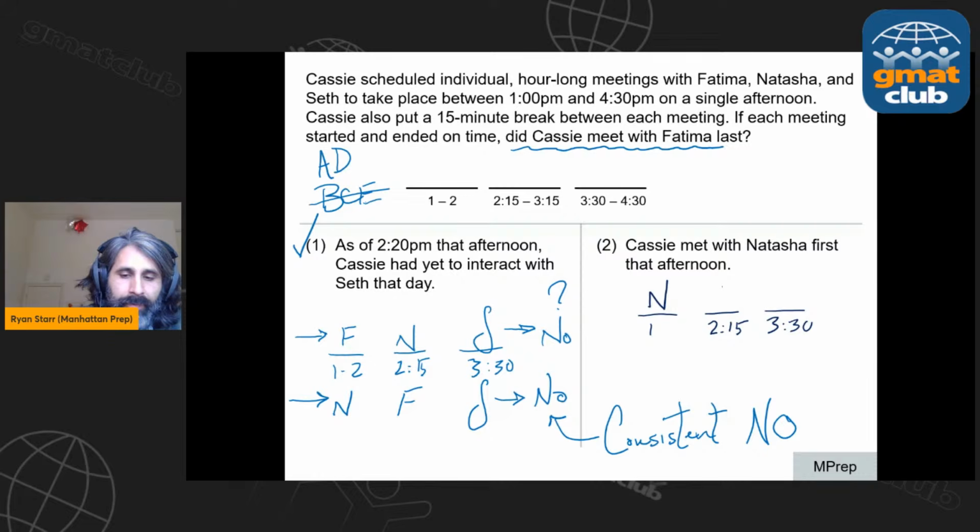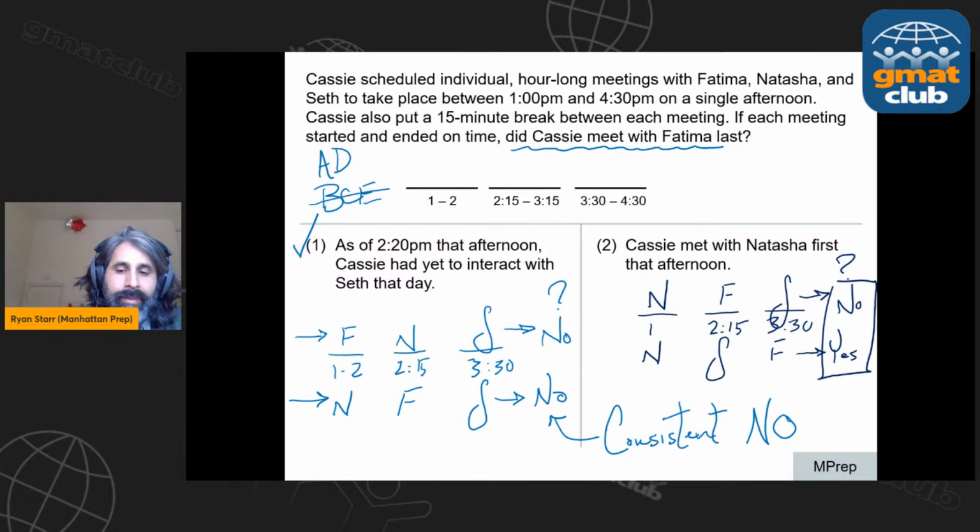It could be that Fatima goes second and Seth goes third, in which case our answer to the question, does Cassie meet with Fatima last, would be no, yet again. But it could be that Natasha goes first, Seth goes second, and Fatima goes third, in which case the question, did Cassie meet with Fatima last, would have a yes answer.